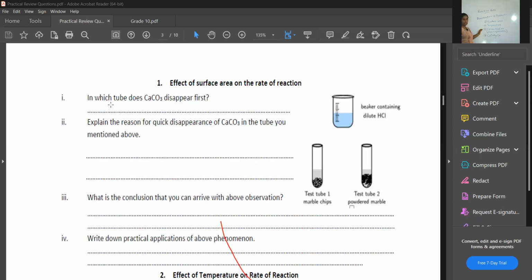The rate of a reaction. Now we are going to learn about these 4. These questions are regarding these 4 factors. Surface area, that is related to the reactants.